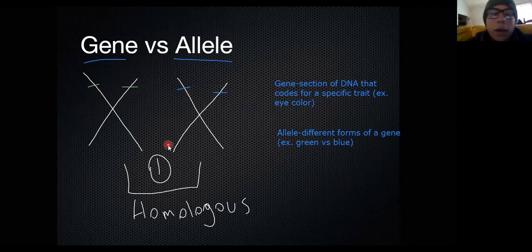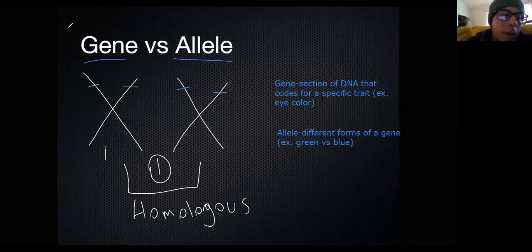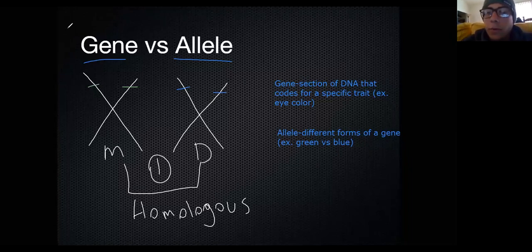And why are they homologous? Let's do a little reminder of what a homologous chromosome is. They're homologous because they have the same gene. I get one from my mom and one from my dad, so I have two different chromosomes. They're homologous because they have the same genes, but different alleles. Okay, hopefully that made it a little clearer.